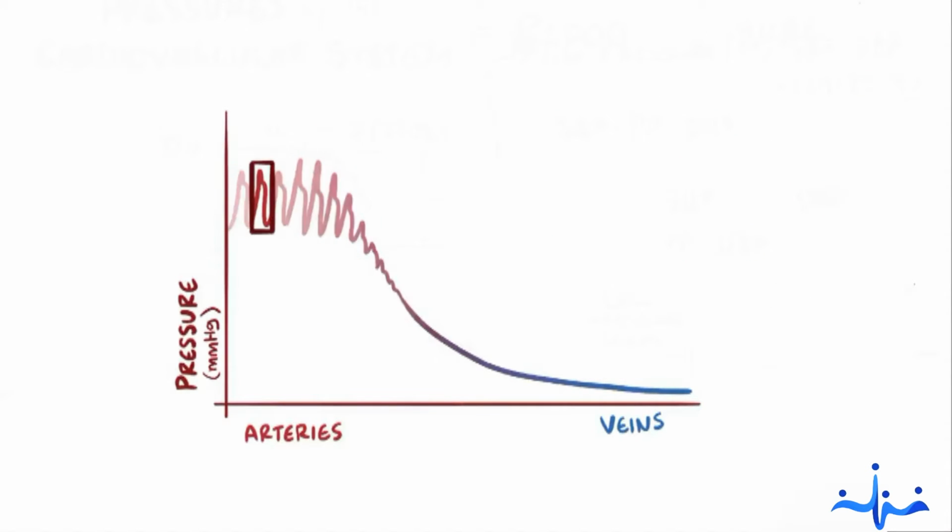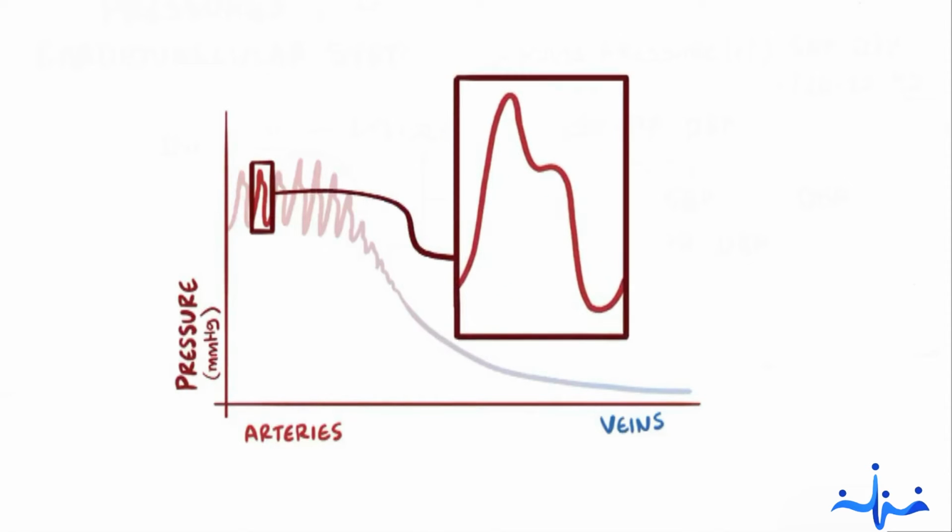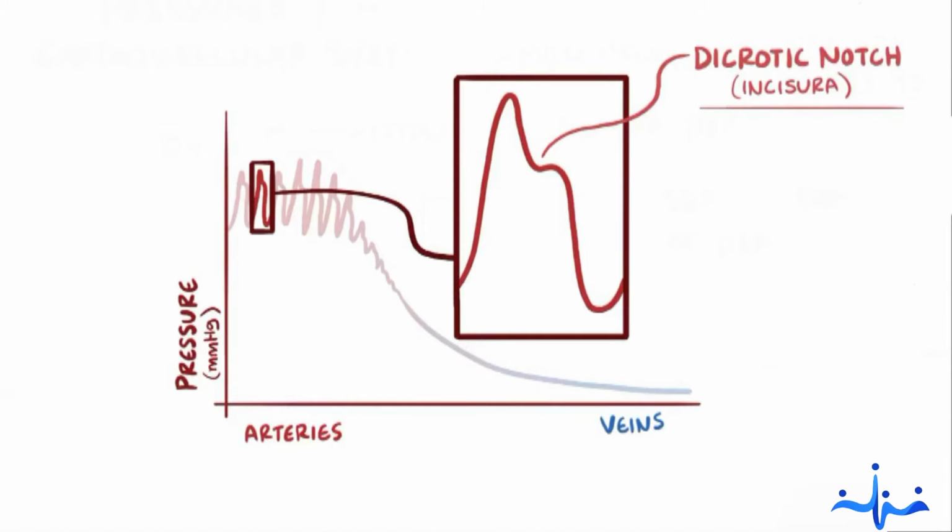Now, looking at these fluctuations on the arterial side, there's a couple important things to notice. First of all, on the downswing of the curve, there's a sharp pressure drop followed by a rise again, forming what's called the dicrotic notch, or incisura. As blood is ejected out into the aorta, pressure rises really fast.